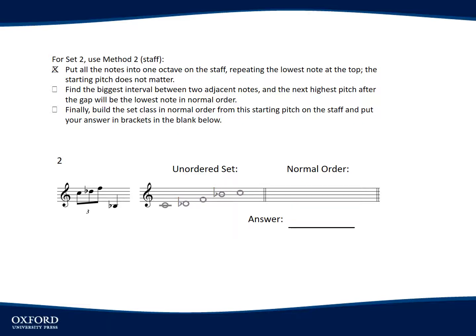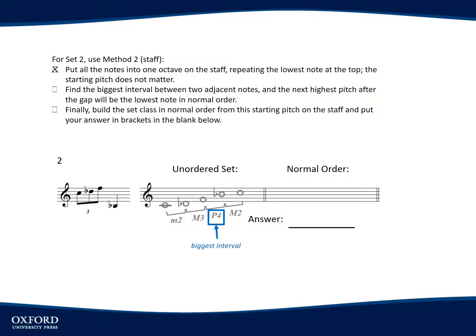To find the biggest interval, the second step, we first need to analyze all of them. C to D flat is a minor second, D flat to F is a major third, F to B flat is a perfect fourth, and B flat to C is a major second. The biggest interval is the perfect fourth between F and B flat.